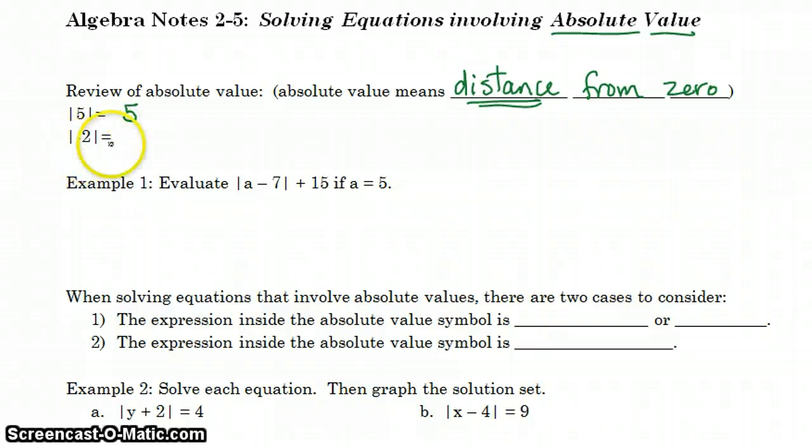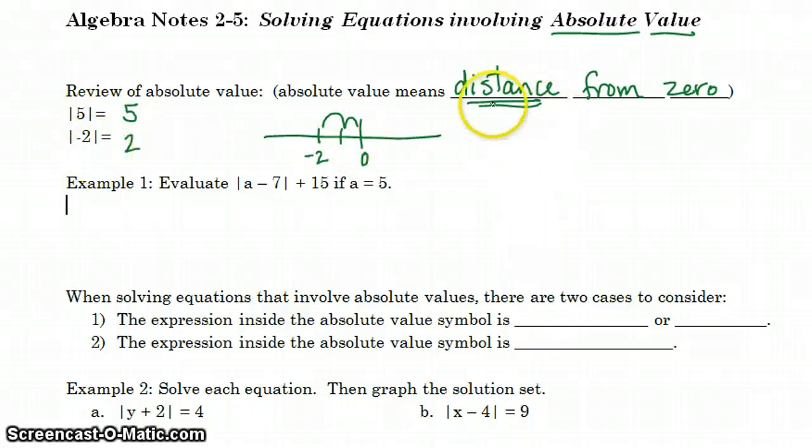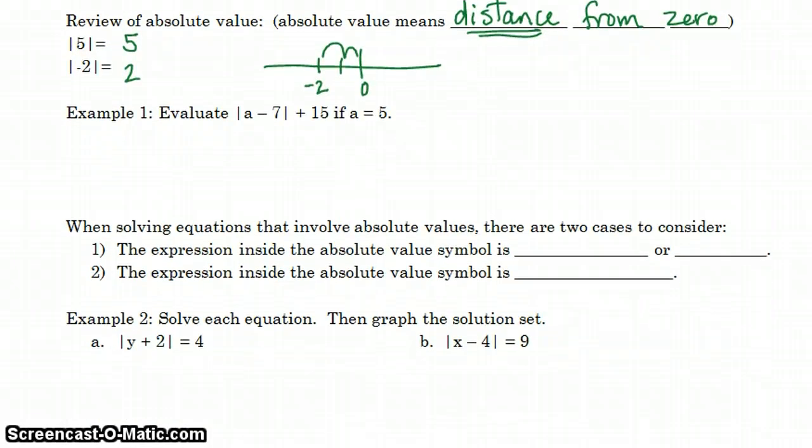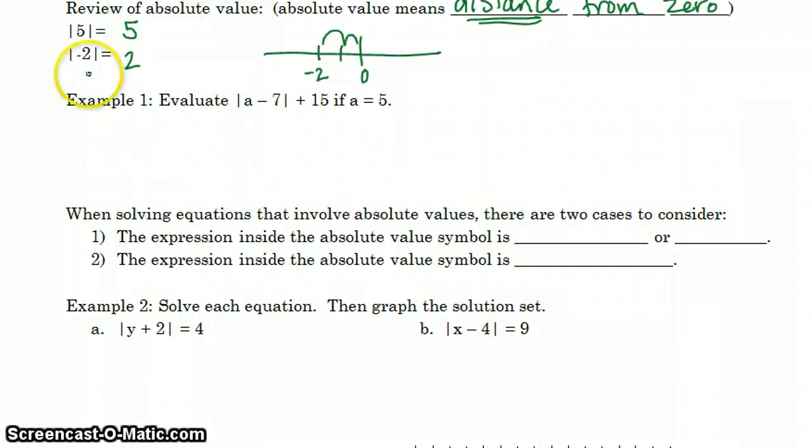The absolute value of negative 2 is 2, because on a number line, negative 2 is 2 units away from 0. The distance is 2 units. You never have negative distance, therefore absolute value, because it's the distance from 0, is never negative. Ever negative. Never, ever is absolute value negative. Now I'm emphasizing that for a purpose that you'll see later.